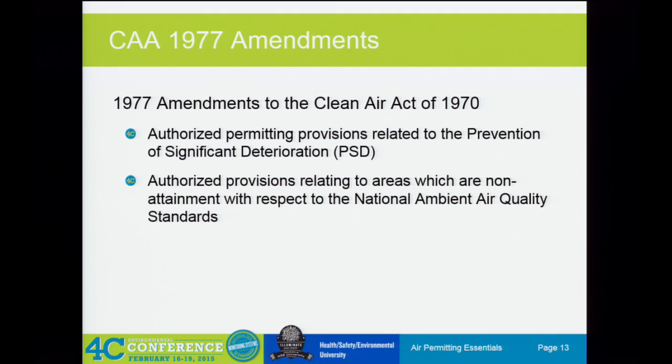So in 1977, there were the 1977 amendments to the Clean Air Act. This one authorized the permitting provisions related to prevention of significant deterioration. So all of your PSD major source permitting was established in 1977. And that's one type of our new source review air permitting programs that we'll talk about later. It also authorized provisions relating to areas which are non-attainment with respect to the National Ambient Air Quality Standards. So if you're not meeting the National Ambient Air Quality Standards, we have more stringent permitting requirements. So that was all developed in 1977.